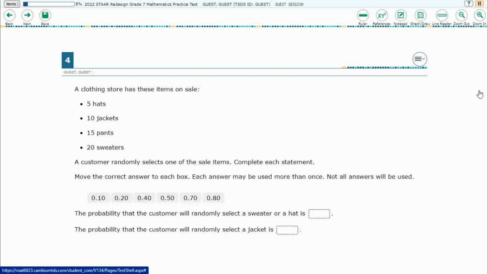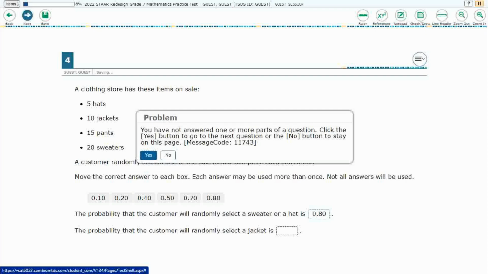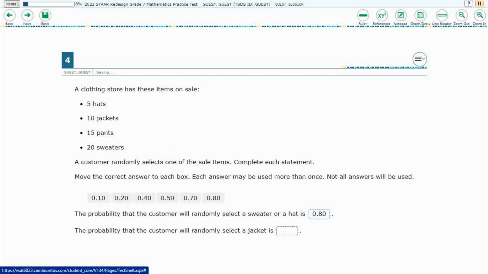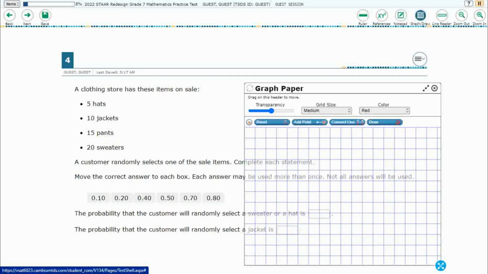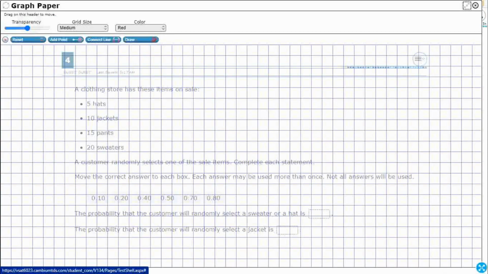So we have a clothing store. We've got some hats, jackets, pants, and sweaters. A customer is going to randomly select one of these items, and we've got some hot text here. So we need to find a probability. We'll randomly select a sweater or hat or a jacket, and you notice that you could just drag and drop, and you can actually use the same one twice if you really wanted to. And if you tried to just do one, you're going to get an error message that says you have not answered everything. So let's open up our graph draw feature here, and let's see what we have with this.